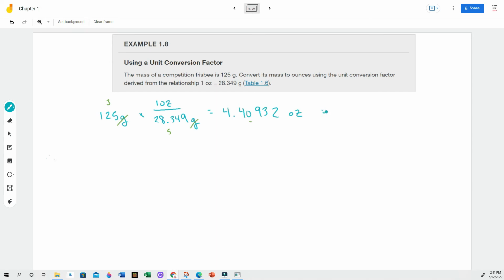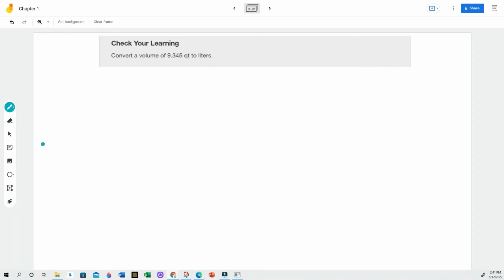So my final answer is 4.41 ounces. On to the check your learning. We are going to convert a volume of 9.345 quarts to liters. Again, we want to use the conversion factors that are given in your textbook for this.